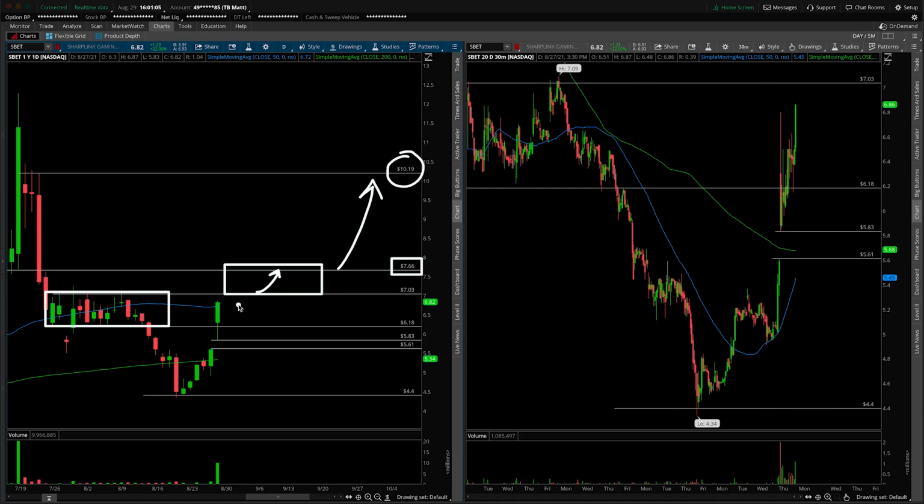If we can't break out over 7, I would look for chop and consolidation in this zone, very similar to what we had in this prior area before breaking down. So those are my thoughts here on SBET.